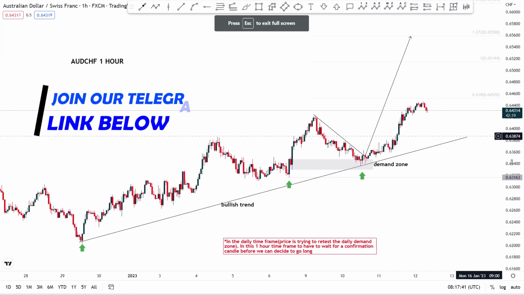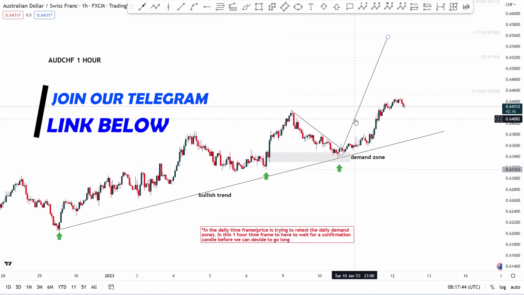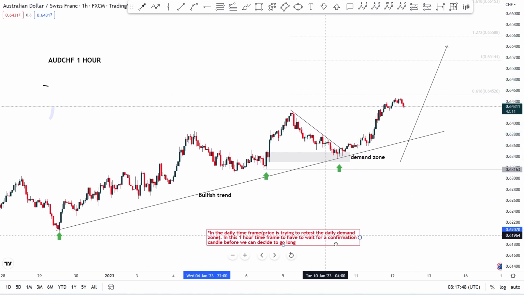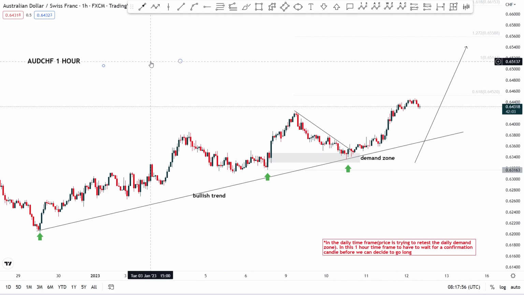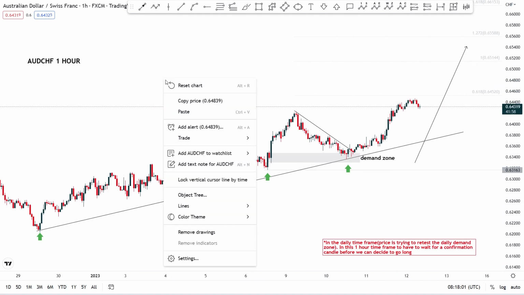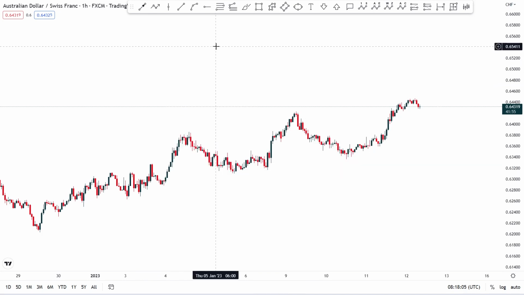As we can see, price right now is close to the first take profit. And then from here guys, I made this analysis based on the daily engulfing candle. So I'll just erase everything so that I can demonstrate everything. So let's move on to the daily time frame, the 1 day.